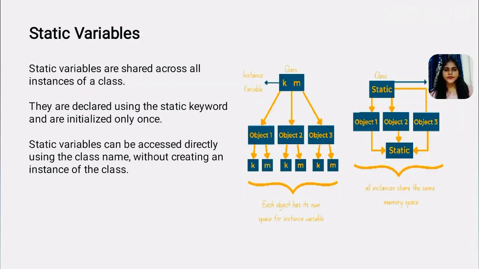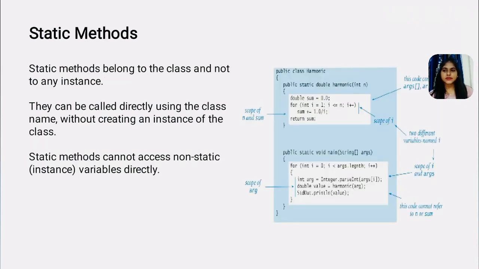Static variables. Static variables are shared across all instances of a class. They are declared using the static keyword and are initialized only once. Static variables can be accessed directly using the class name without creating an instance of the class. Static methods. Static methods belong to the class and not to any instance. They can be called directly using the class name without creating an instance of the class. Static methods cannot access non-static or instance variables directly.